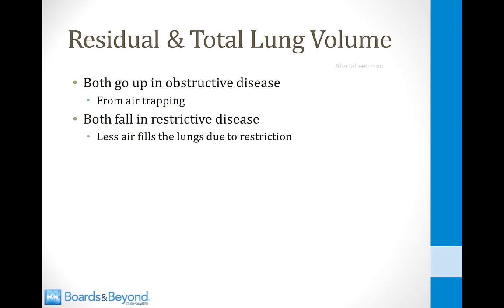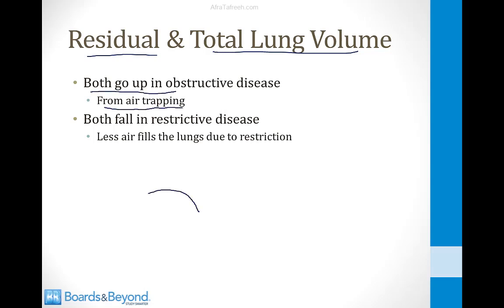One other point before I go on to discuss specific causes of obstructive lung disease, and that point is on residual volume and total lung volume, or total lung capacity. We don't normally measure these because they're very difficult to determine clinically, but if you were to measure them, you'd find that both go up in obstructive disease, and this is from air trapping.